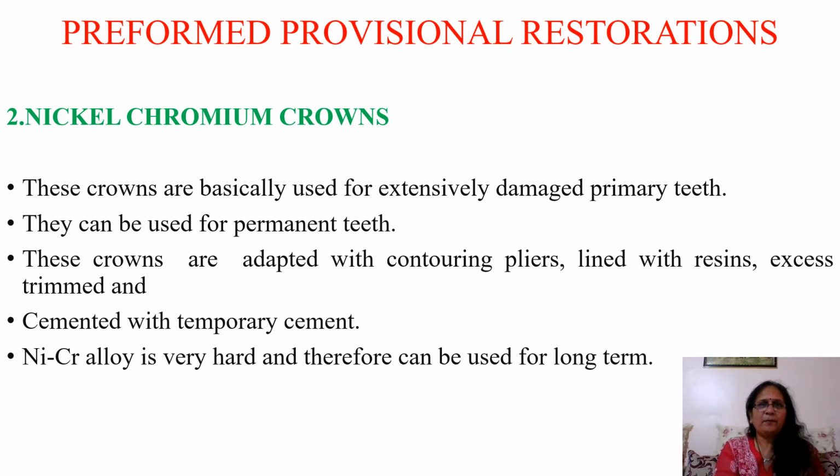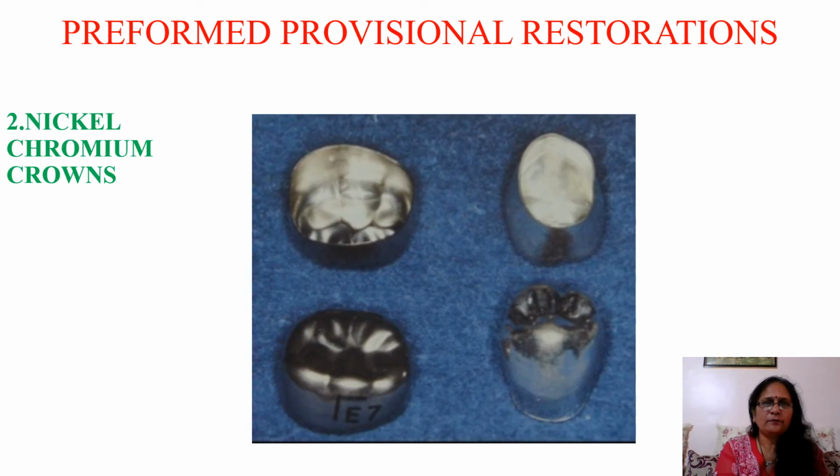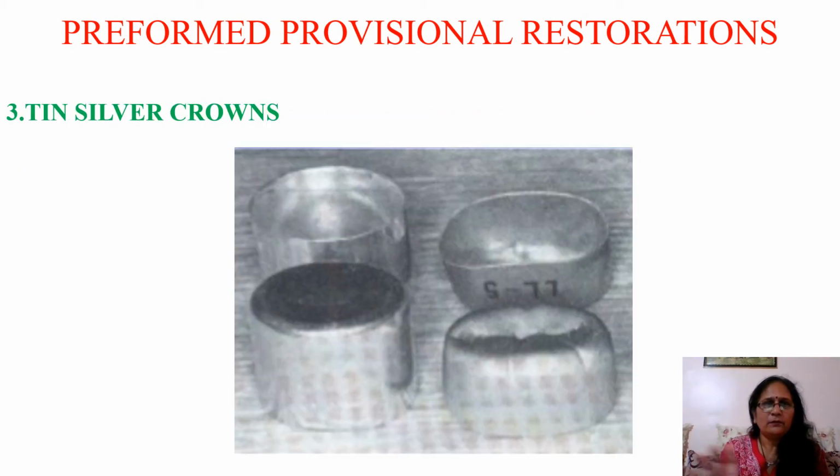These crowns are adapted with contouring pliers, lined with resins, excess trimmed off, and then cemented with temporary cements. Nickel chrome alloy is very hard and therefore can be used for long-term restorations. You can see nickel chromium crowns. Tin silver crowns are the same as aluminium shell crowns.